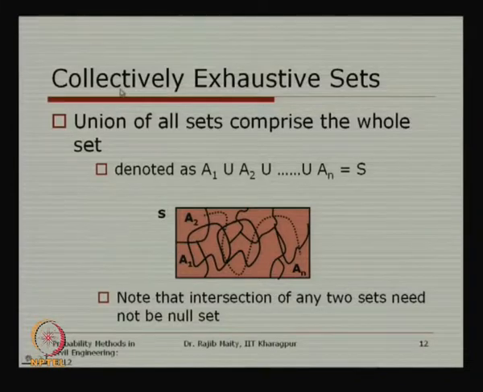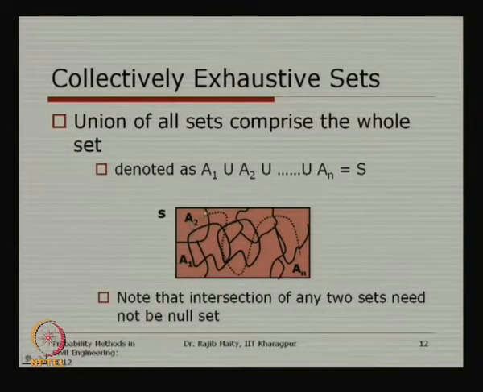There is another very important concept that we use very frequently, which is known as collectively exhaustive sets. Collectively exhaustive sets means when I take some subsets or some events, and if I take the union of all these events, the union of these sets comprises the whole set, that means the full sample space.